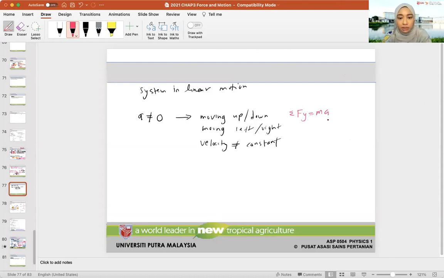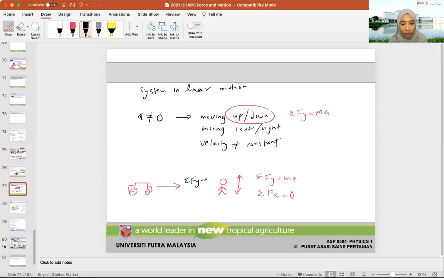Okay, so net Fy is equal to ma. However, if it's just moving up and down, but it's not moving to the left and right, therefore, you only have net Fy equals ma, but your net Fx is equal to 0. So you have to remember that the ma only applies to the axis along which the object is moving. So for example, I have a car. This is an ugly car. It's moving to the right and it is accelerating, but the car is not flying. Therefore, your net Fy is equal to 0 and your net Fx is equal to ma.